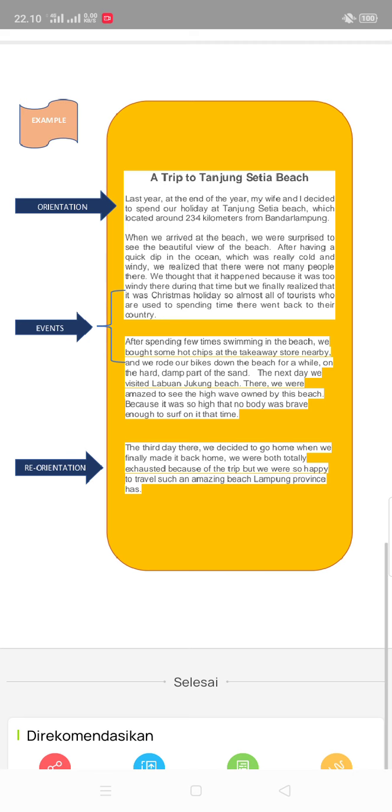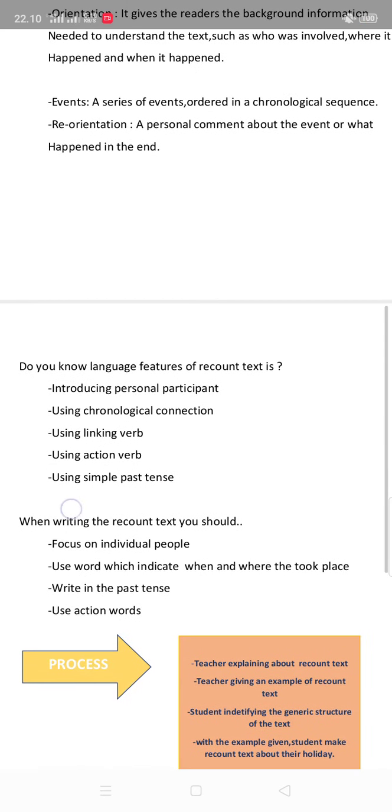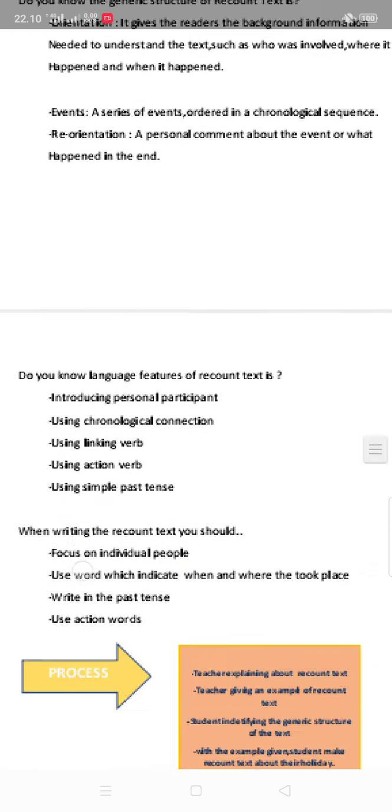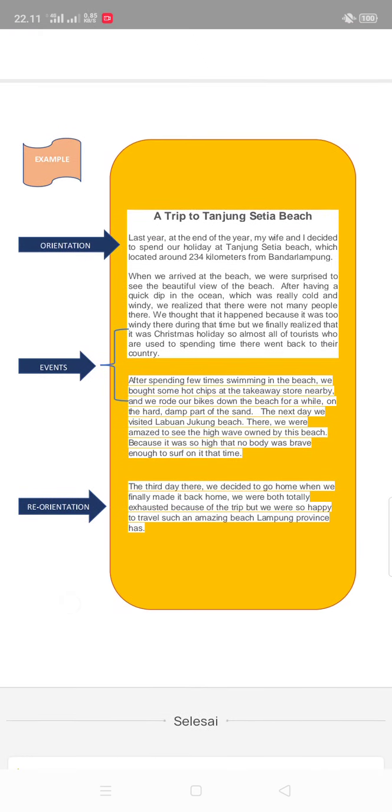Why? The first paragraph is orientation because orientation gives the reader the background information like personal, such as my wife and I. So the first paragraph is orientation.